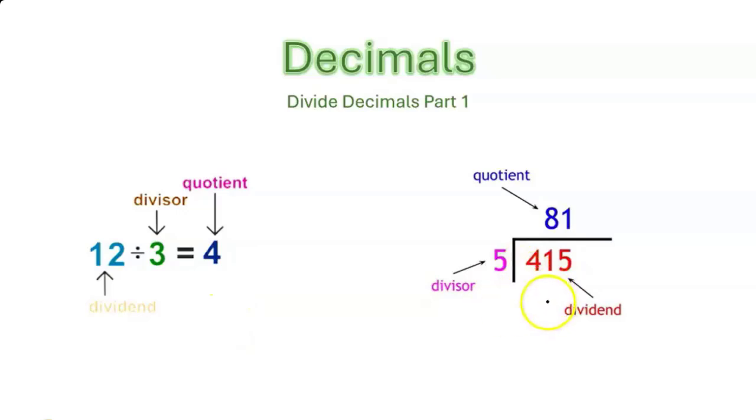In a long division problem, the dividend is what we call inside the house. If you think of the long division sign as a house, the divisor is outside of the house, and the answer or the quotient is on the roof. I also want to point out that a fraction can be a division problem. The dividend is on the top, the divisor is on the bottom, and the answer is the quotient.